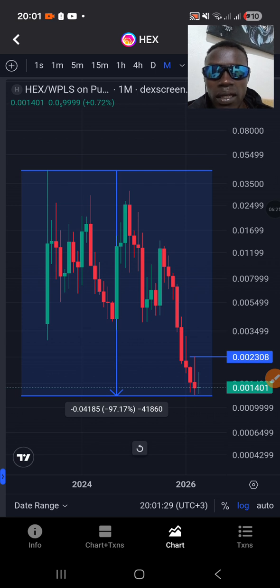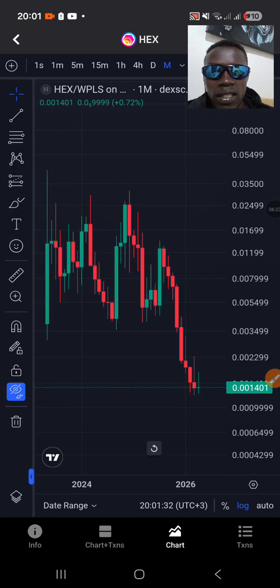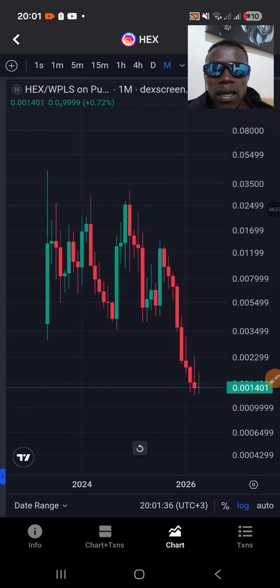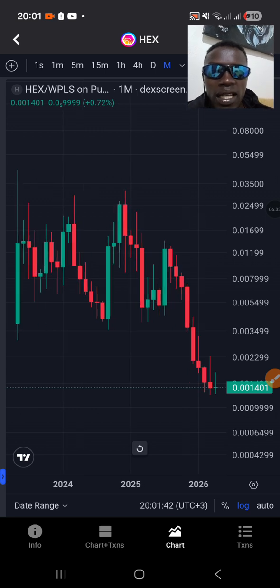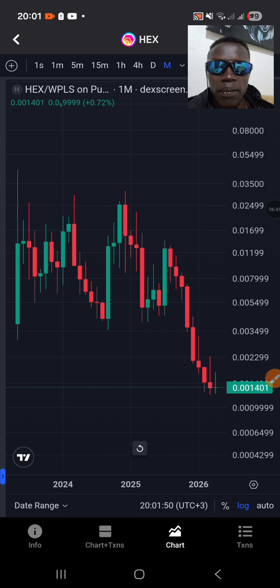Let me first of all hide a little bit of this analysis. That is this chart naked as it is, without any analysis on top of it. Basically, what you are seeing here is that the green candles represent the bullish momentum. They represent how price has been performing each month.